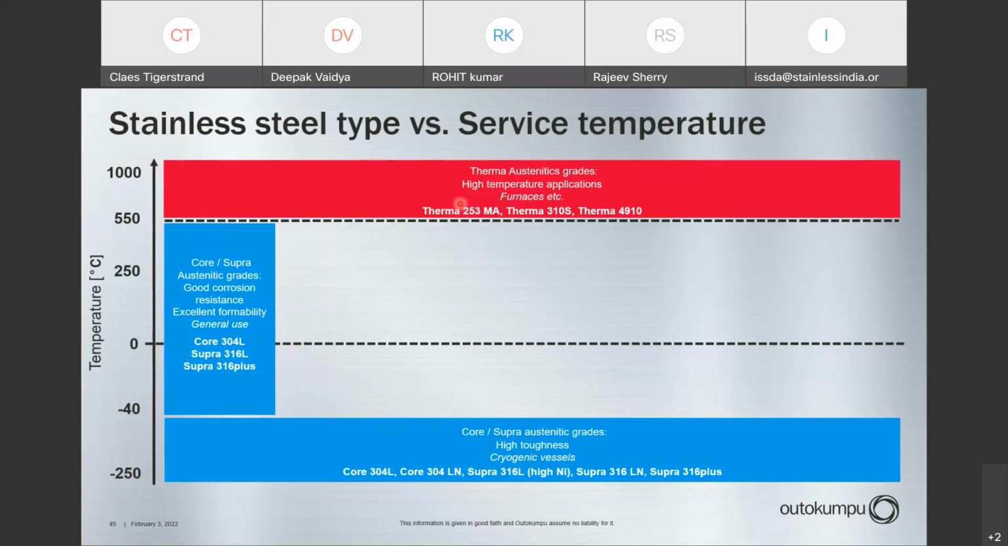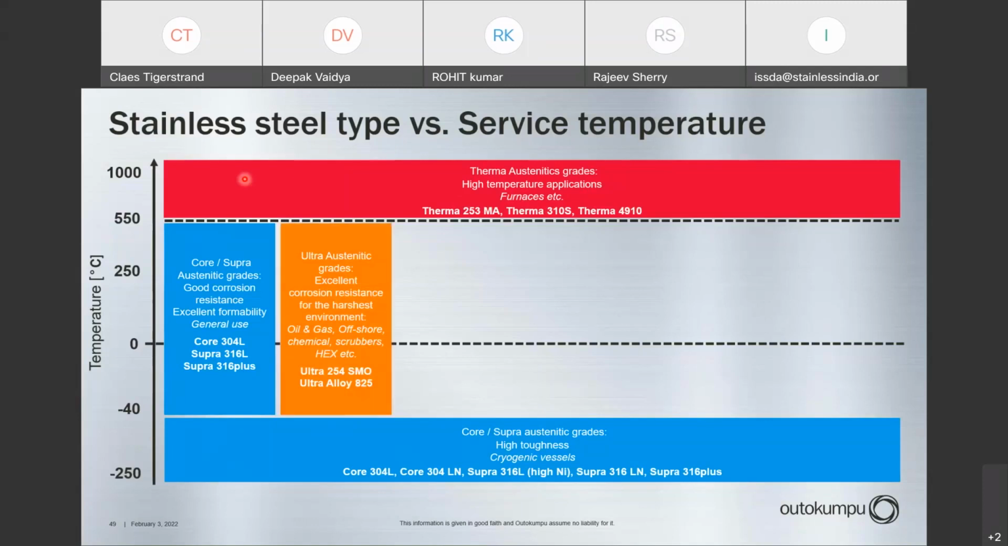We call the Therma 2MA, or the more common Therma 310S, or you can have a special version of 3LN, Therma 4910, that can be used up to temperatures above 1000 degrees C in certain cases as well. Then we have the Ultra for very harsh environments. Of course, they can be used at the temperature range from cryogenic up to very high temperature as well.